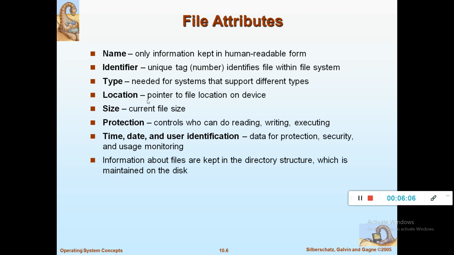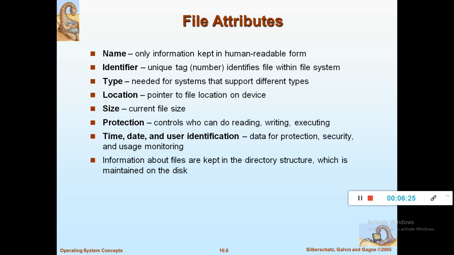Once you know about these three, the next one is location. So location is a pointer to the file location on the device, in which drive or on which block that file is stored. That starting address is going to be maintained in this attribute. And size is the current file size here. Size means how much information is present in the file.